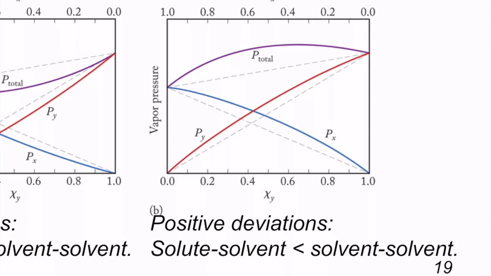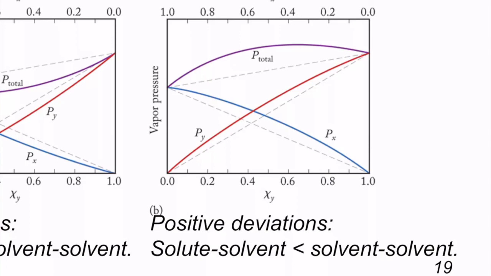Now, a positive deviation occurs when the solute-solvent interaction is weaker than we expect. So it's actually easier to separate the solute and the solvent than we would expect from a theoretical value here. Solute-solvent interactions are weaker than solvent-to-solvent interactions. So the solvent likes to stay together, and it sort of kicks out the solute. Since the interaction between the solvent and the solute is weaker, more of that solute is going to be in the vapor phase than we expect.